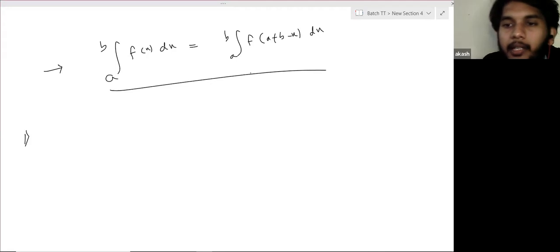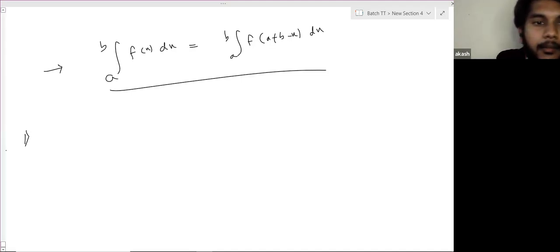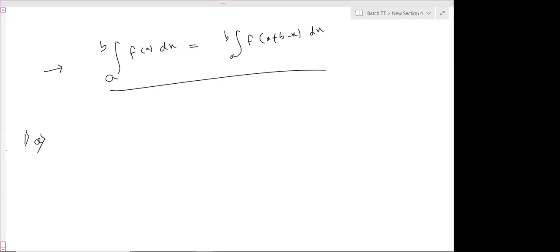There is 80% chance that this will be the property you'll be using in the exam. The question will be coming from this property. So let's try one more question on this. Let's see if you can solve this.